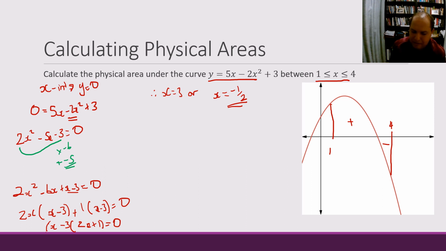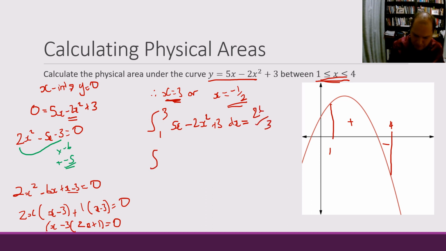Now here we were right, that x-intercept of 3 is indeed on our domain. So that means we will need to work out our integrals separately, make sure they're both positive, and then add them together in order to determine our physical area. So we've got our physical area here. We're going from 1 to 3 of 5x minus 2x squared plus 3 dx. And that's going to equal, the answer is 26 on 3.